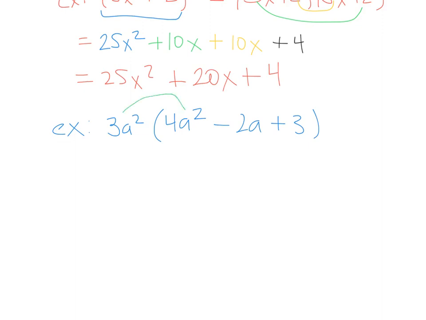So we'll start with 3a squared times 4a squared. So we multiply the coefficients and get 12. A squared times a squared, we're adding those exponents. So we get exponent of 4. And then 3a squared times a negative 2a, we get a minus 6a to the 3rd, right? We're adding those exponents. And then 3a squared times 3, we get plus 9a squared. All right, so we would combine any like terms, which we don't have in this case.